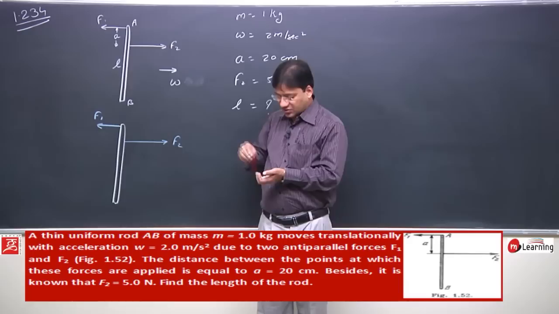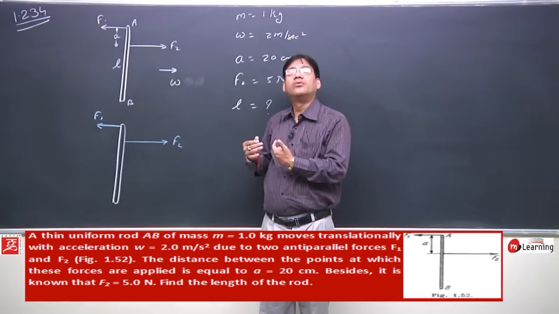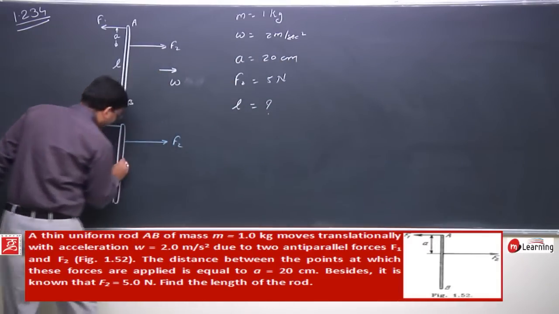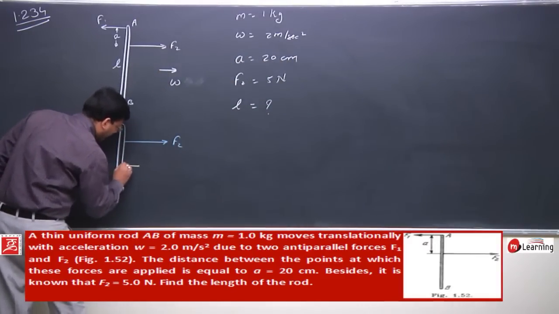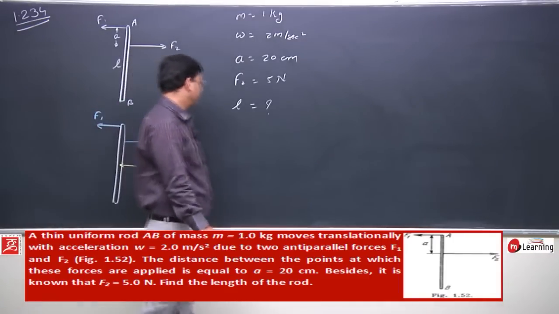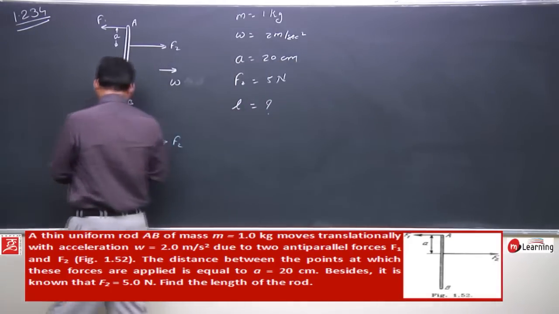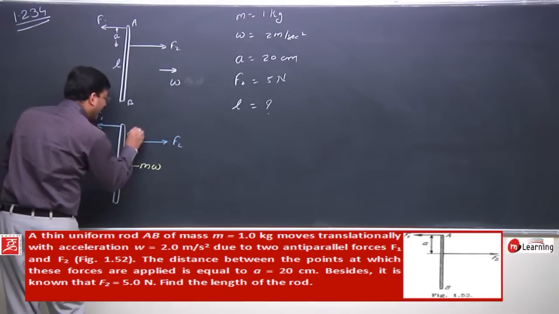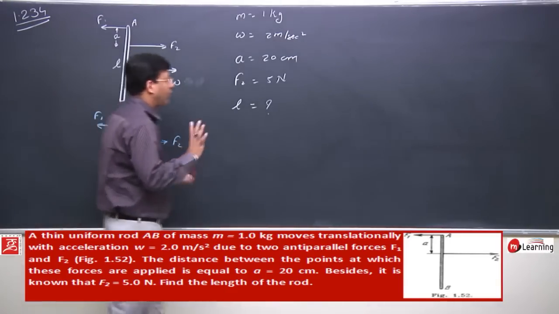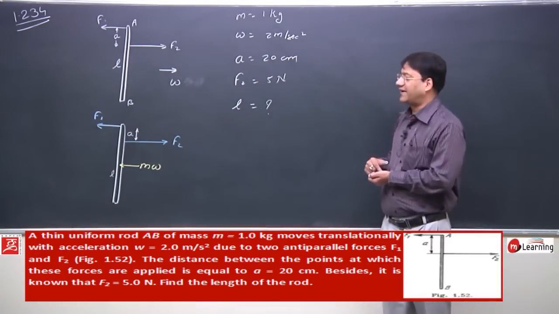To cancel this acceleration and bring the rod to rest, I apply a pseudo force at its center of mass. Pseudo force MW, opposite to the acceleration. Now this is A from here to here, and the length of the rod is L. Now this rod is at rest. I applied the pseudo force, so now the rod has come to rest.